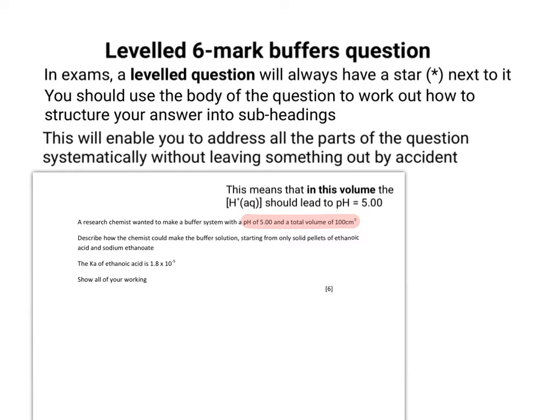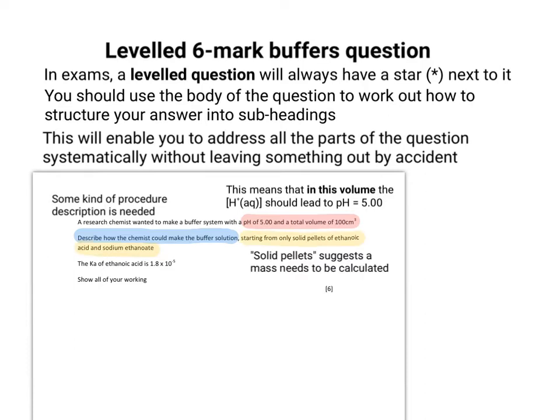What that part of the first sentence means is that the volume that you're given, 100 centimeters cubed, should lead to pH equals 5 with a suitable concentration of hydrogen ions. Where it says describe how the chemist could make the buffer solution, that says to me that some kind of procedure description is needed, as to how you would make it up, what would you add to what. Where it says starting from only solid pellets of ethanoic acid and sodium ethanoate, that also says that solid pellets would mean a mass needs to be calculated for each of those two chemicals, ethanoic acid and sodium ethanoate. Now we've read the question, we can make a plan.